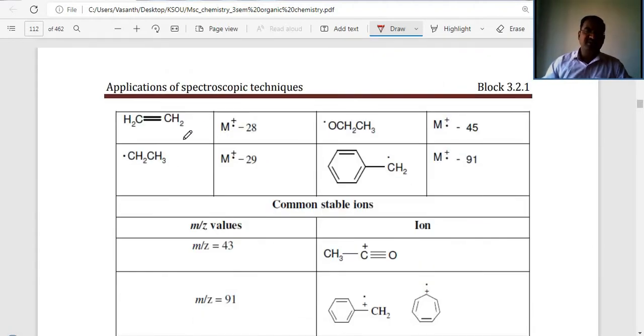Some other elements we mentioned here: ethene is 28, ethane is 29, and CH3CH2O is 45. We are just going to add the atomic masses of elements like carbon, hydrogen, etc.